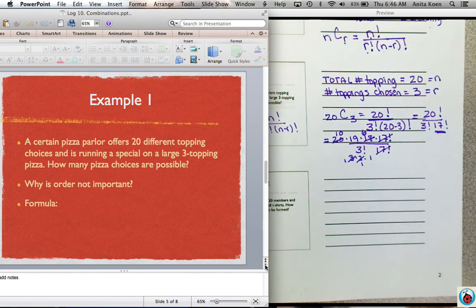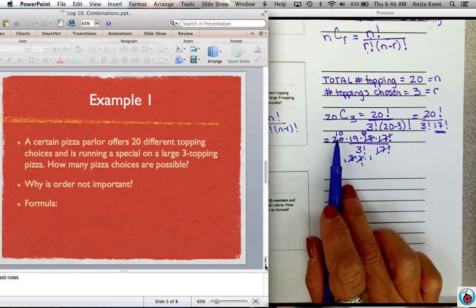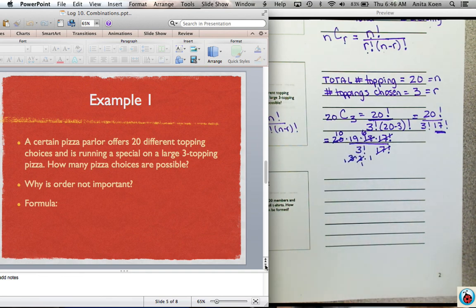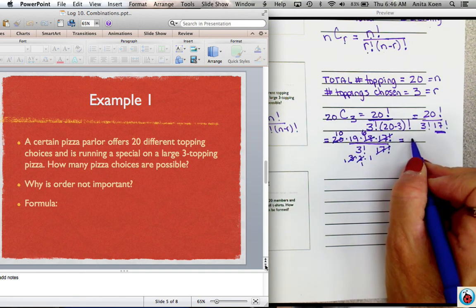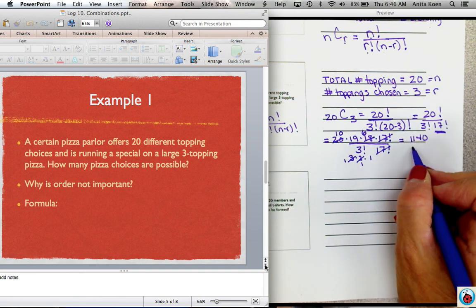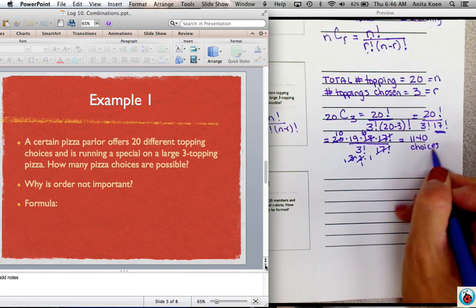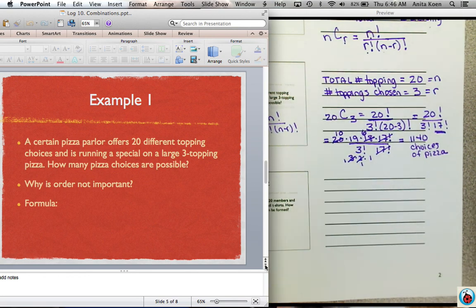So now I can multiply together, and all I'm going to do now is take my calculator and multiply. And I'm not going to stick the calculator on the screen right now because it's really pretty easy to do this multiplication. 10 times 19 times 6. And then we're going to see that that gives us 1,140 ways or 1,140 choices of pizza. There are 1,140 choices of pizza if there are 20 different toppings and I'm going to choose 3.